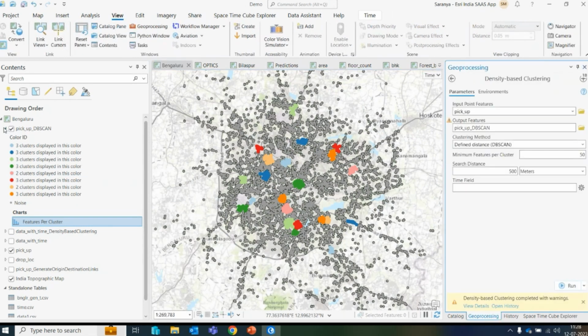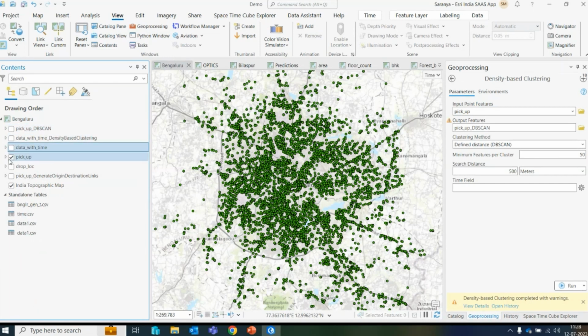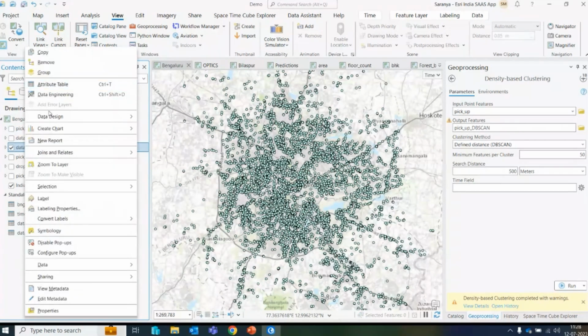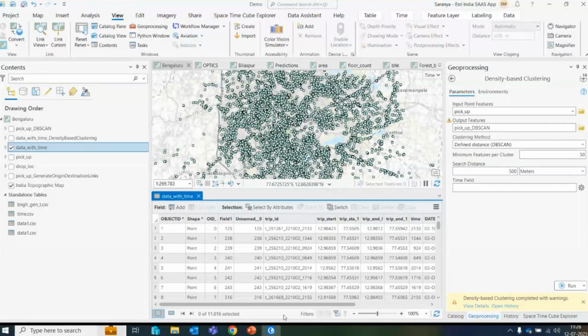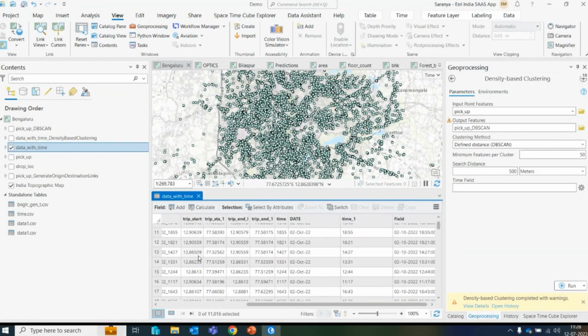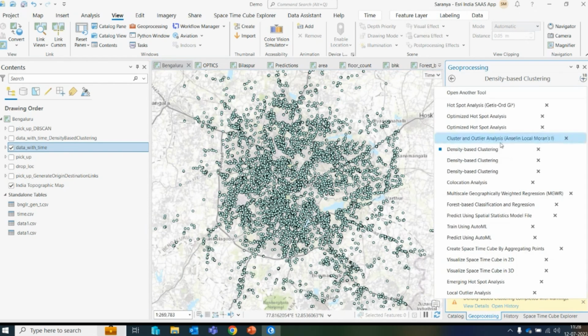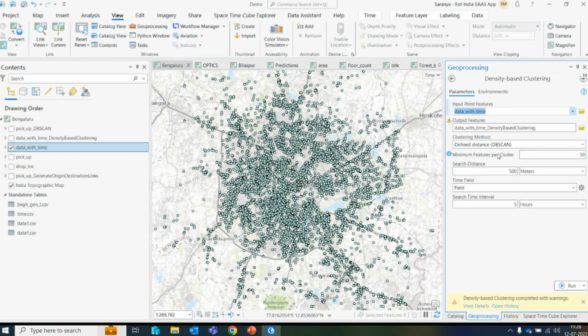Now let us say that I want to add time also into this analysis. For the same data, if you look at the attribute table, I have a timestamp here. So I have not only the pickup location, but also the date and time of that pickup. So here, what you have to do is, our input will be your data with time.